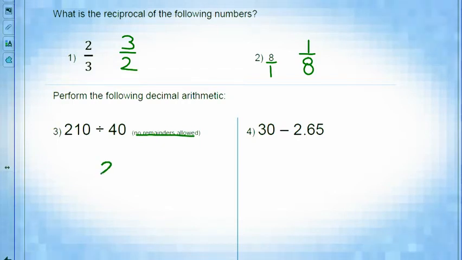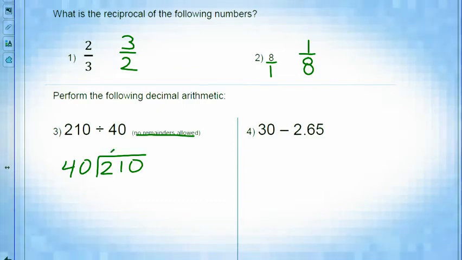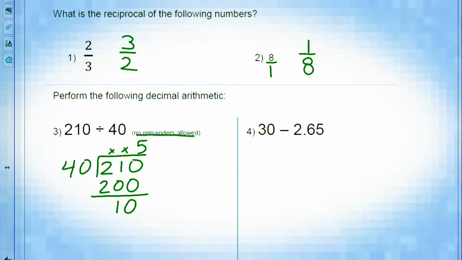Okay, so I'm going to set this up nice and neat. And I am going to say, does 40 go into 2? It does not. Does it go into 21? It does not. Does it go into 210? It does. 5 times. 5 times 4 is 20 with a 0. 5 times 40 is 200. Subtract. Check. 10 is less than 40, so I'm good to go.